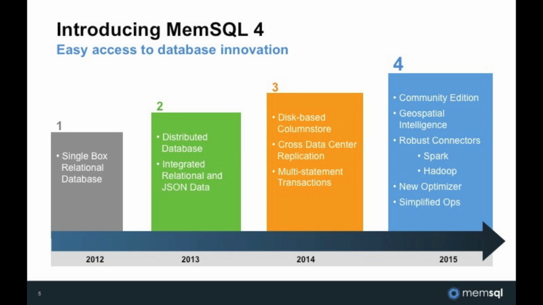In MemSQL 3, we introduced the MemSQL column store, which is a disk-based column store. So now we have an in-memory row store and a disk-based column store. We also introduced the concept of cross-data center replication and multi-statement transactions. And now in May, in MemSQL 4, we've introduced several features, the biggest of which is our Community Edition, a free forever version of the product. We've also introduced a bunch of features around geospatial, connectors, and a new tool for deploying and monitoring MemSQL.